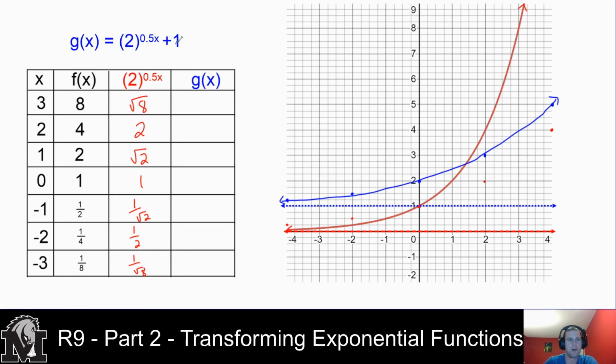Then we do the next piece where we bump everything up 1 unit. So root 8 plus 1 might look awkward, but it's root 8 plus 1. 2 plus 1 is 3. Root 2 plus 1 is root 2 plus 1. 1 plus 1 is 2. And then we get these other ones, which are probably less fun at this point in time. 1 plus 1 half is 1 1/2. Well, I don't like writing it that way. Let's call it 3 halves. This is 1 plus 1.